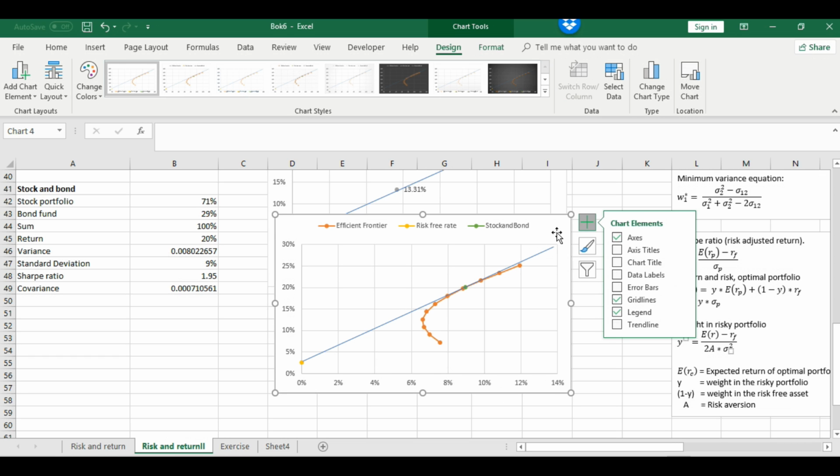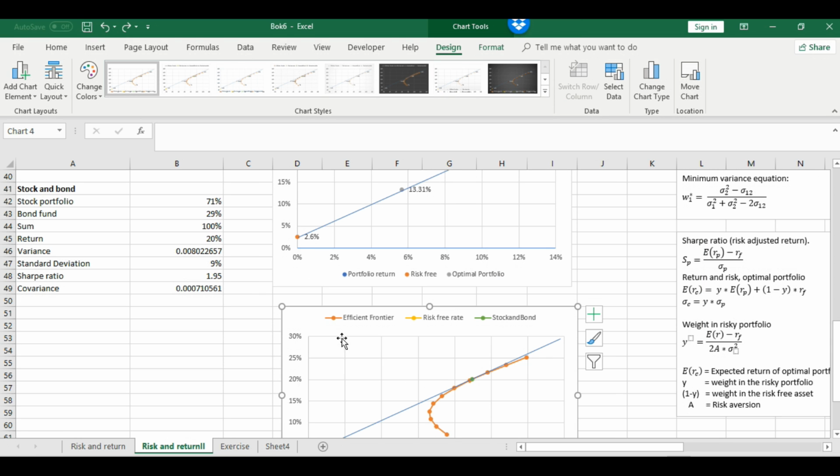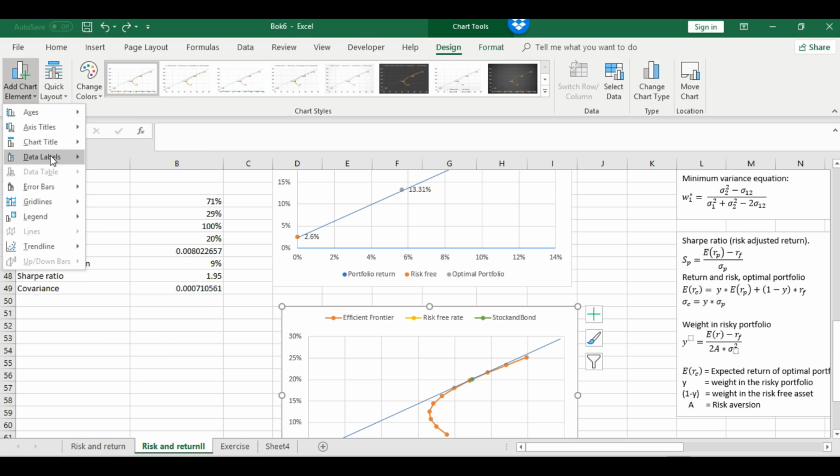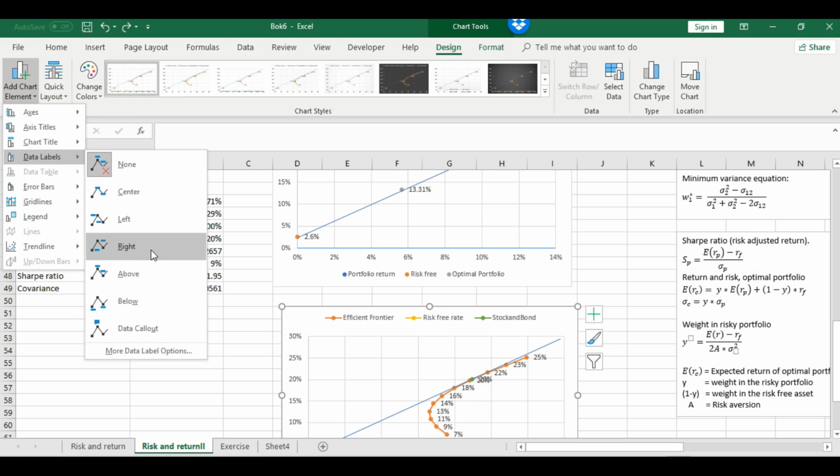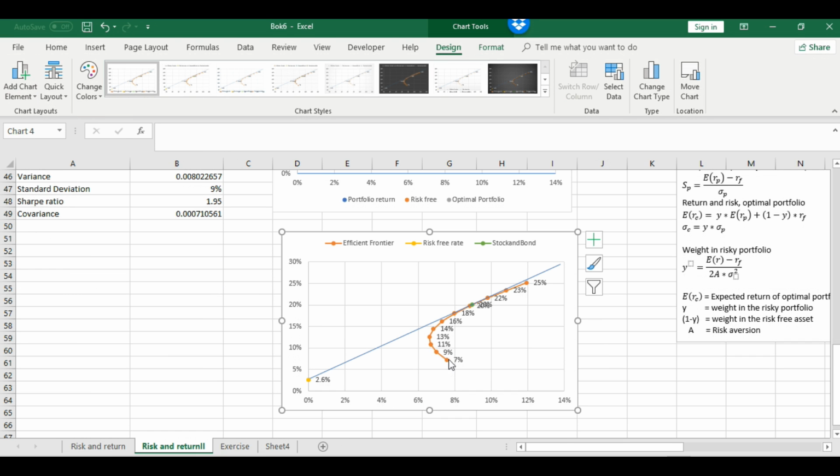So as you can see, the portfolio is where the capital allocation line tangents the efficient frontier. So it's here. Add labels, data labels, right. We only keep 2 labels on the efficient frontier.